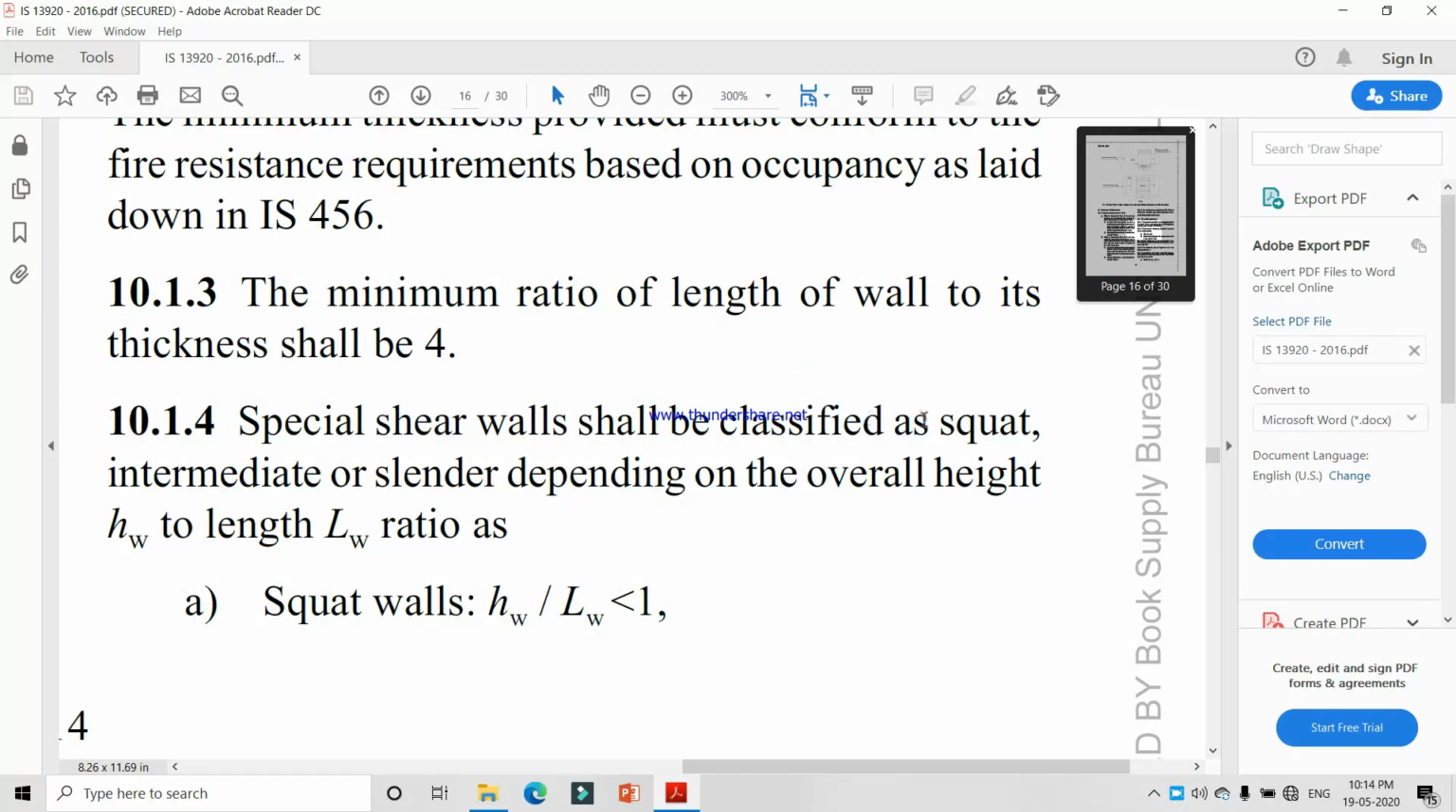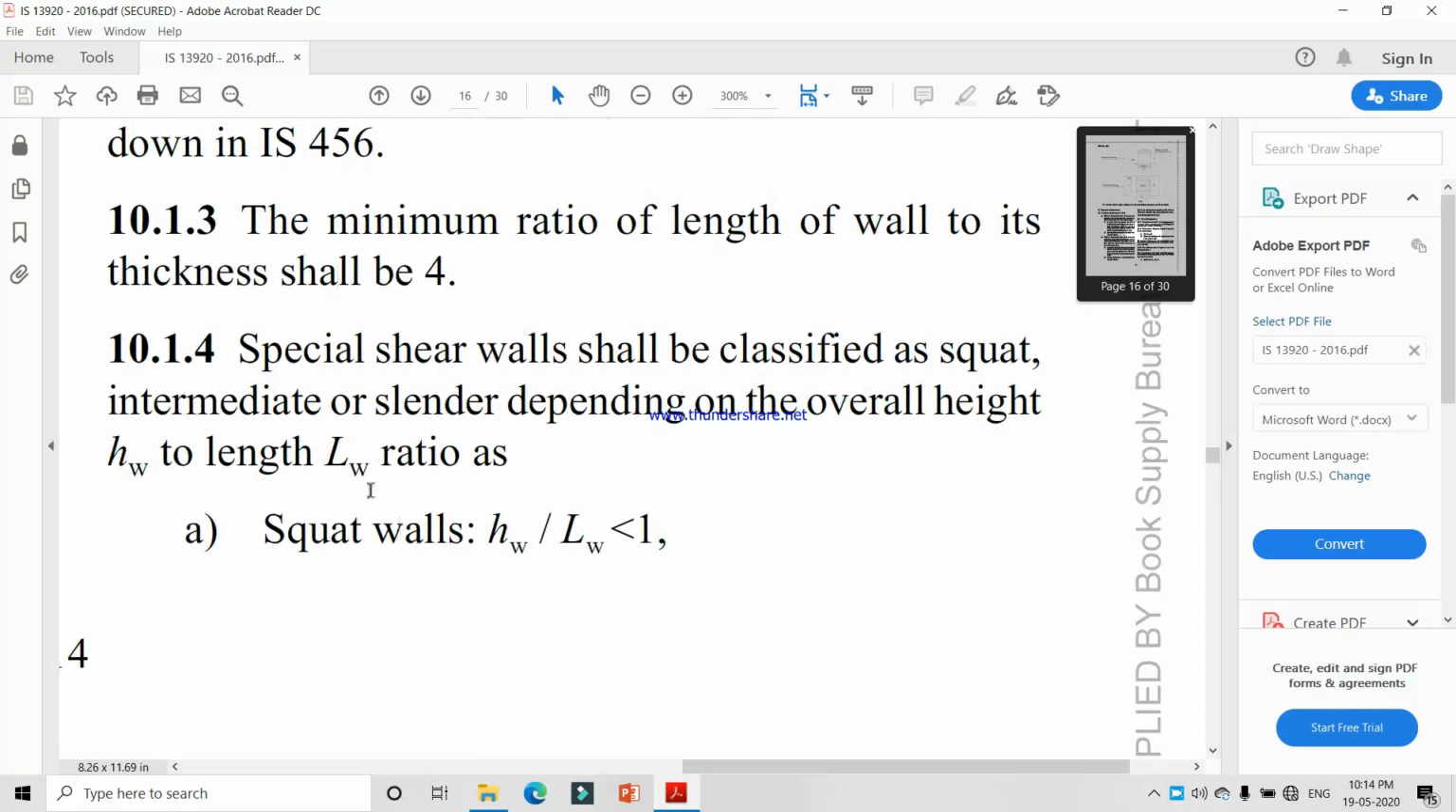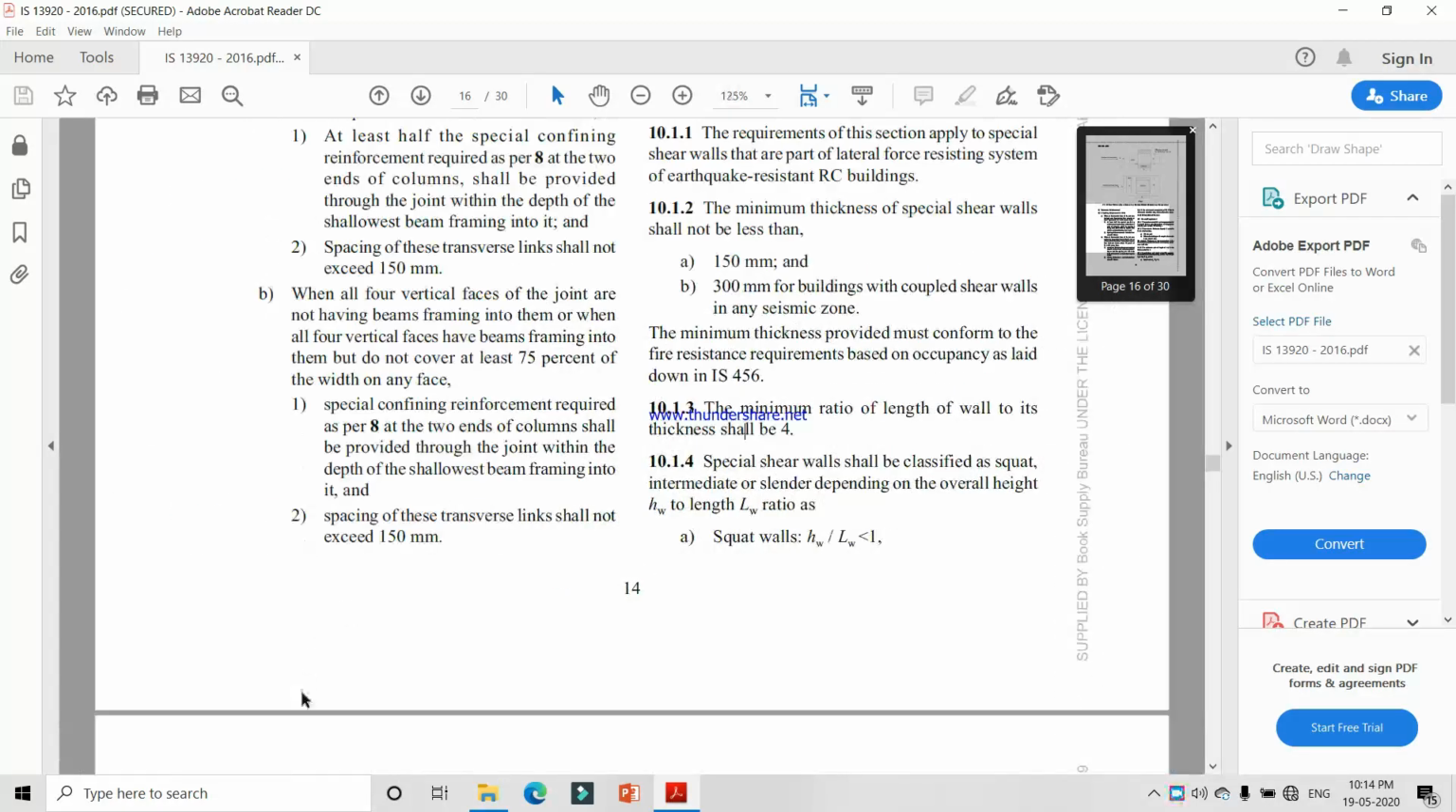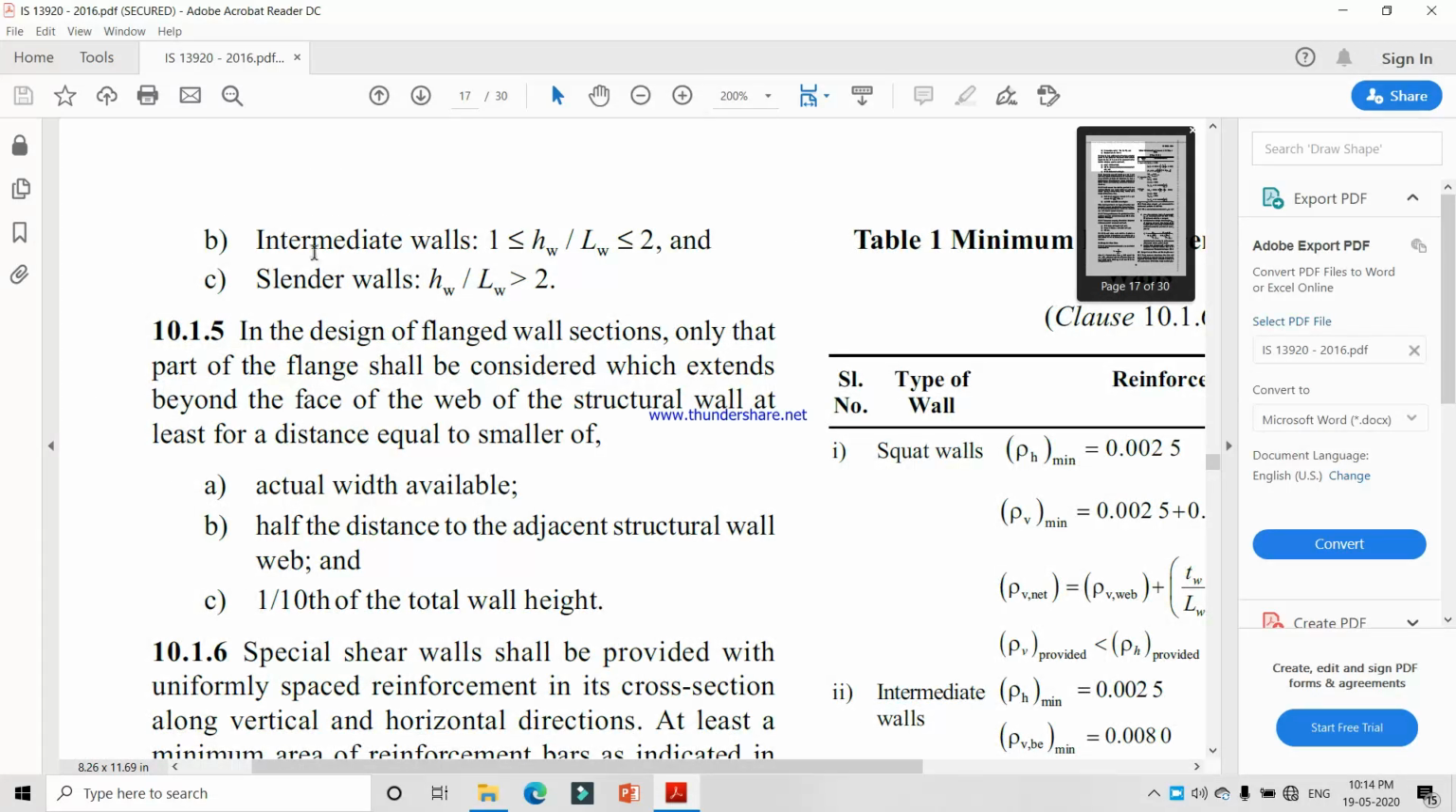Special shear wall shall be classified. There are three types of special shear wall: squat, intermediate, or slender, depending on the height of the structure. If height to length is less than 1, it is called a squat wall. If the height to length is greater than 1 and less than 2, we call it an intermediate wall. And if the height to length ratio is greater than 2, it is called a slender wall.